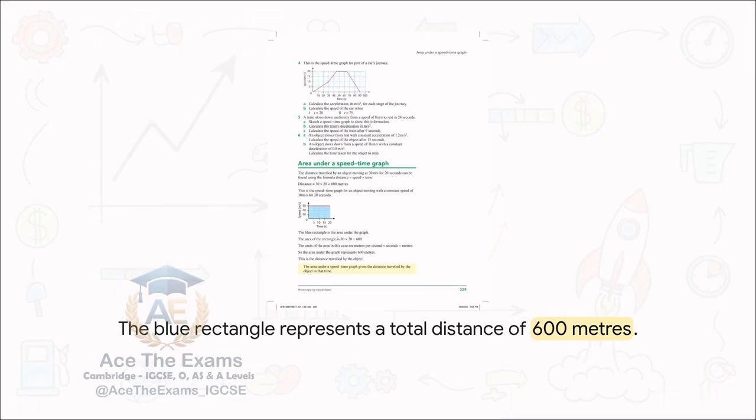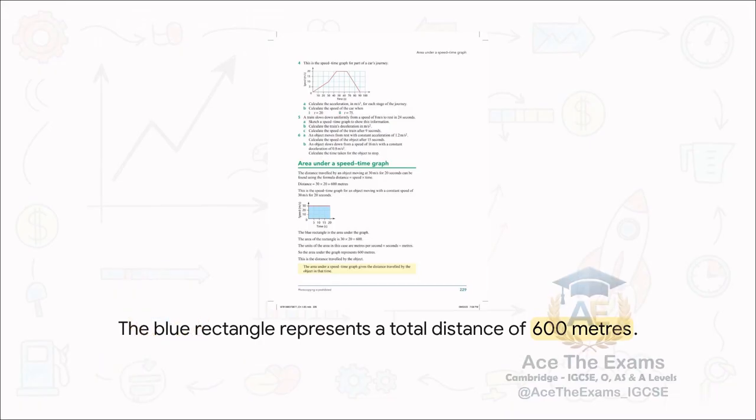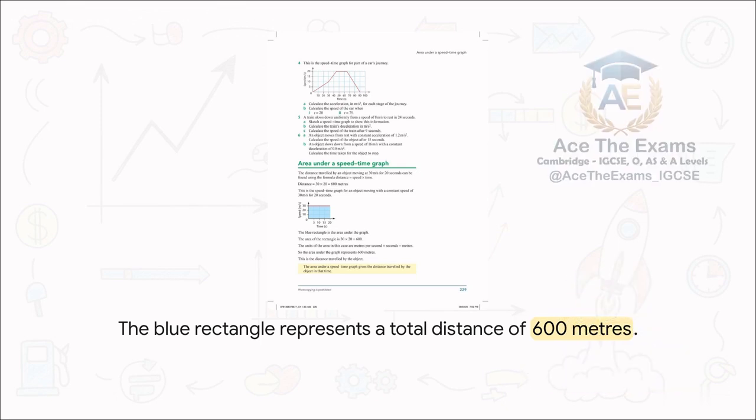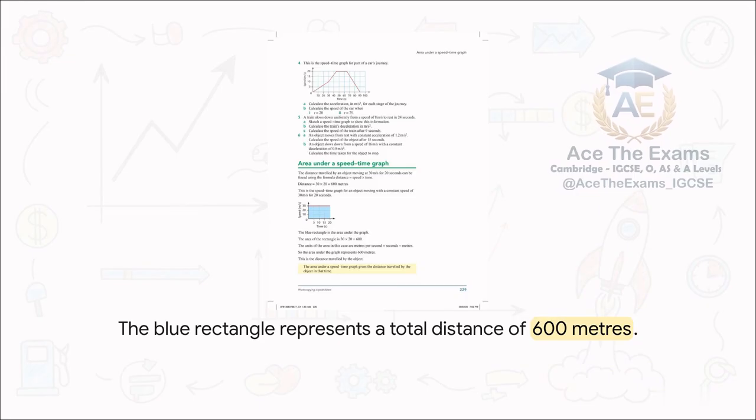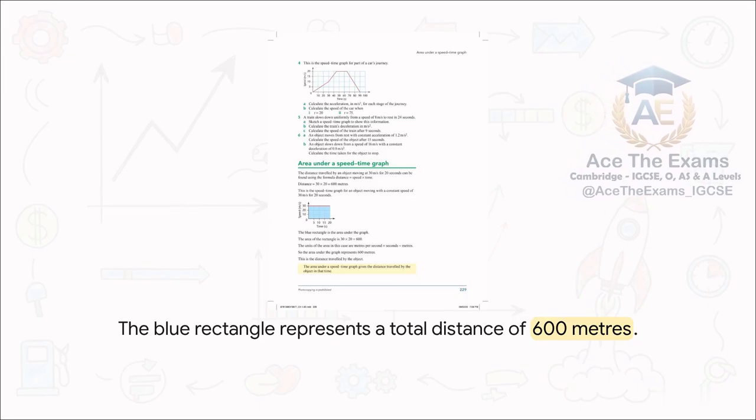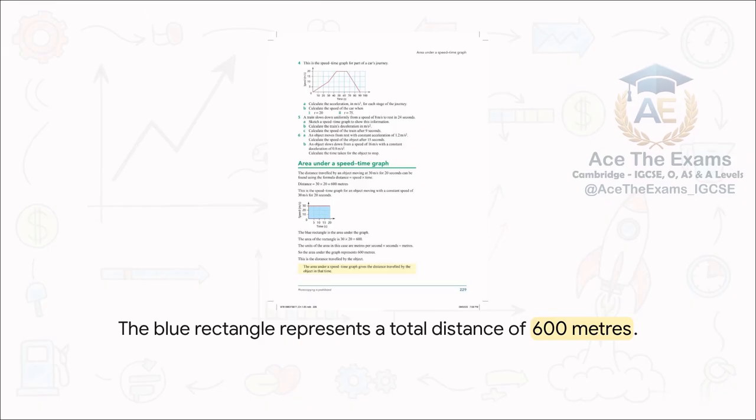Draw your attention to the blue rectangle on this graph. We have an object moving at a constant speed of 30 meters per second. We know it's constant for sure because the line is perfectly flat. It maintains this speed for exactly 20 seconds. To find the distance traveled, we just need the area of this blue rectangle, base times height. The base is 20 seconds.